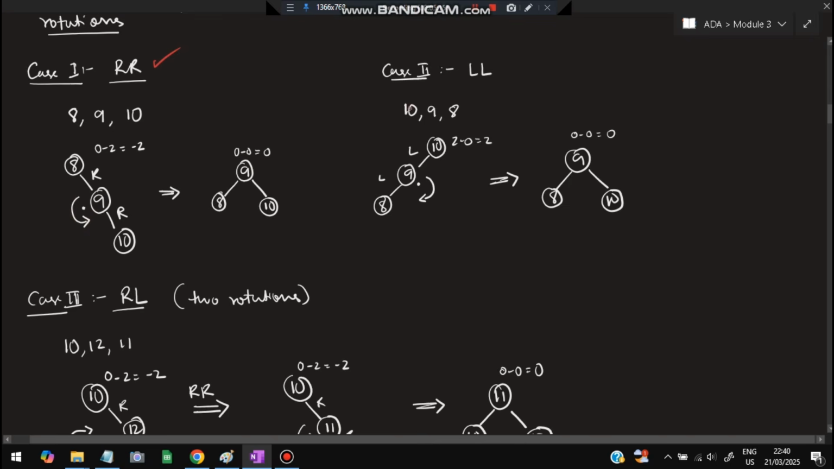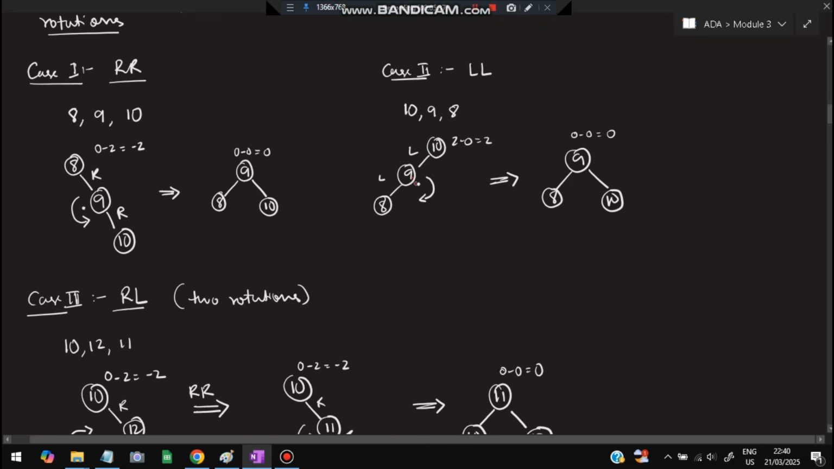Second case can be LL. Let's take an example. 10, 9, 8, the order of the elements. So 10 came here, lesser than 10 is 9, lesser than 9 is 8. So it is an LL. When LL happens, it will be imbalanced because see here, there is nothing here, but here the height is 2. So 2 minus nothing is equal to 2 only. So 2 is not allowed. The balance factor 2 is not allowed.